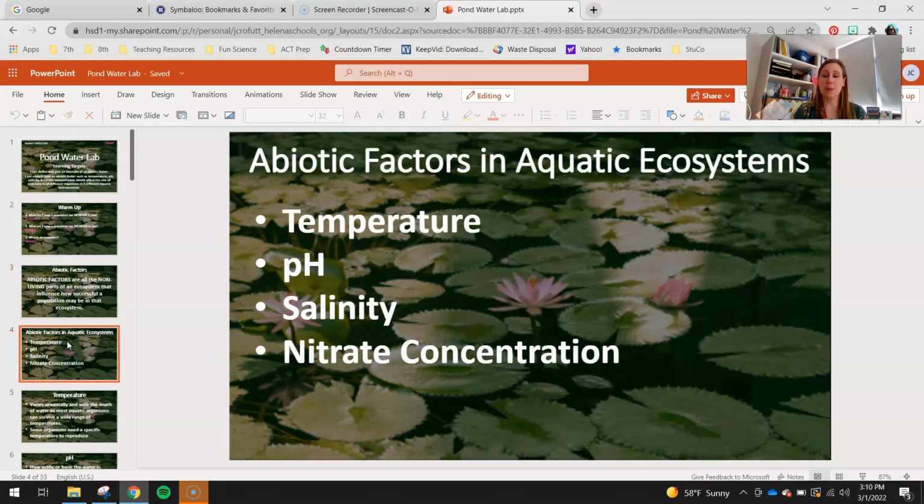Okay, today we're going to be talking about 3 different aquatic ecosystems, and we're going to be looking at 4 different abiotic factors to test in those 3 aquatic ecosystems. So we're going to look at temperature, pH, salinity, and nitrate concentration.